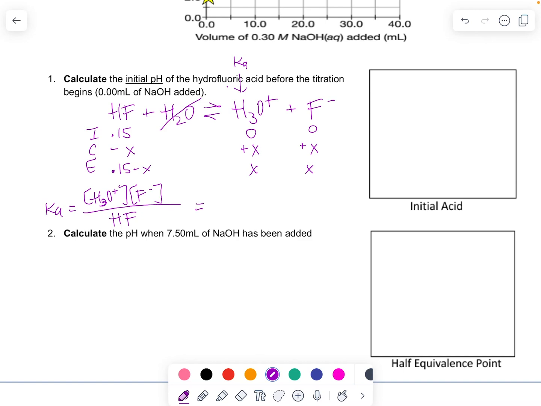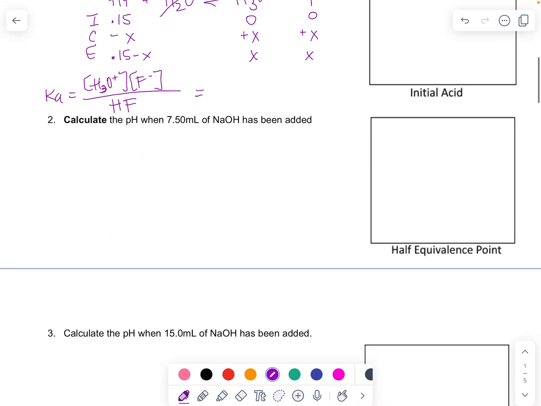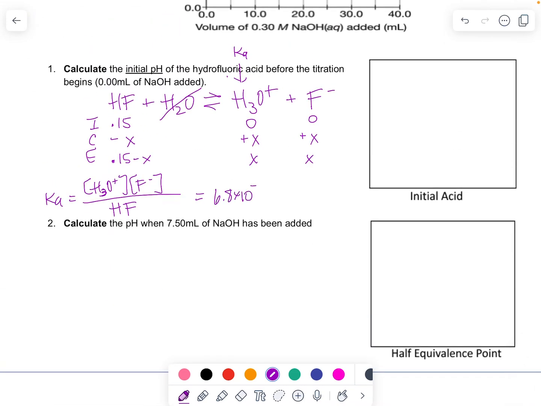So I'm going to plug in our values here. So our Ka from the problem was 6.8 times 10 to the negative fourth. And that is equal to X times X, which is X squared, over, for our concentration at equilibrium for HF, we are going to ignore the minus X because it's less than 5% ionization. And we're just going to use our 0.15. At this point, we will multiply both sides by 0.15. So times 0.15. And then we will take the square root of both sides in order to solve for X.